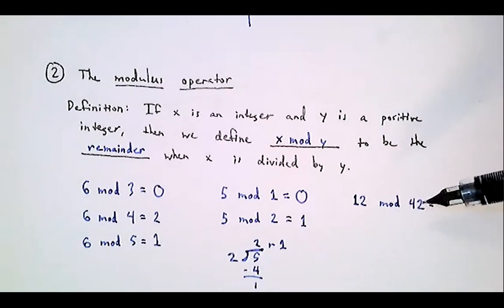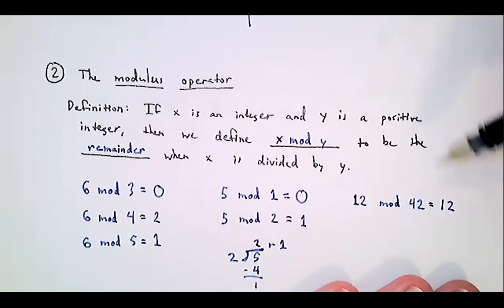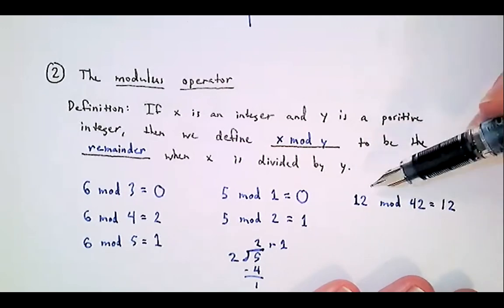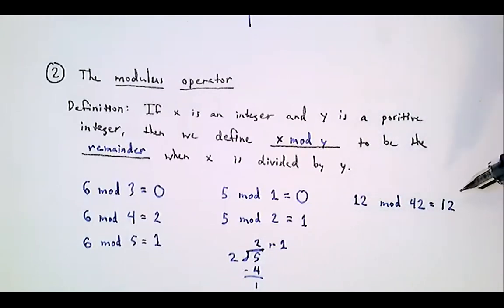What about 12 modulo 42? What would that be? Okay, so Victoria says 6. Does anyone disagree? Wouldn't it be 0? Okay, so we have 3 different answers: 6, 0, and 12. The answer is 12. Yeah, so 42 can't go into 12 because 42 is bigger than 12. So everything is left over. That makes sense.